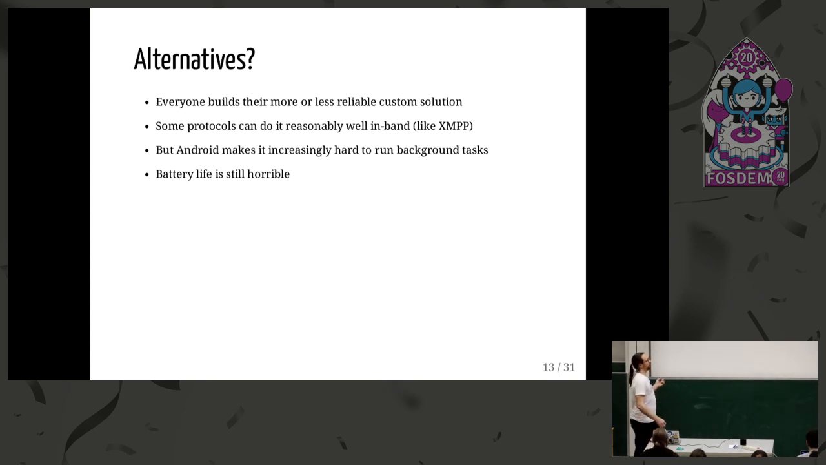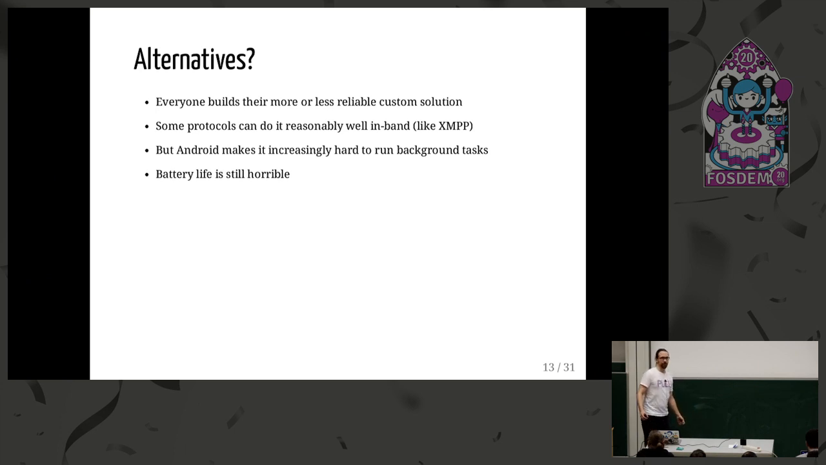So what are the alternatives if you don't want to use Firebase Cloud Messaging? Well, everybody builds their own more or less reliable solutions. Some protocols can do it better than others, like XMPP. They can do in-band push notifications because they have a persistent connection anyway. That works reasonably well.